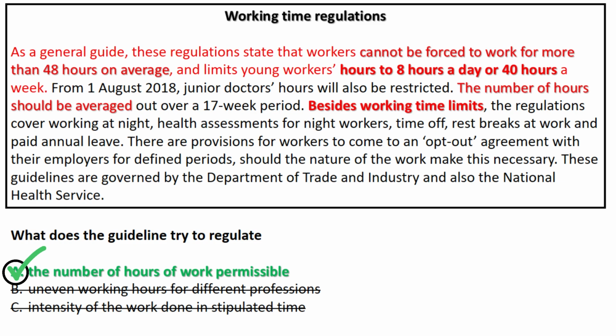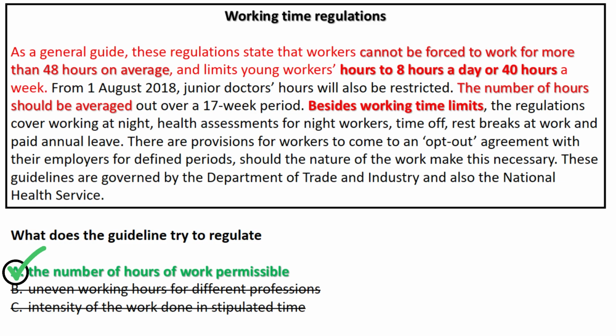C. Intensity of the work done in stipulated time. The paragraph does not mention anything about regulating the intensity of work done within a stipulated time. It primarily discusses the number of hours individuals can work and the various regulations related to working time, breaks, and leave. Therefore, option C is incorrect.